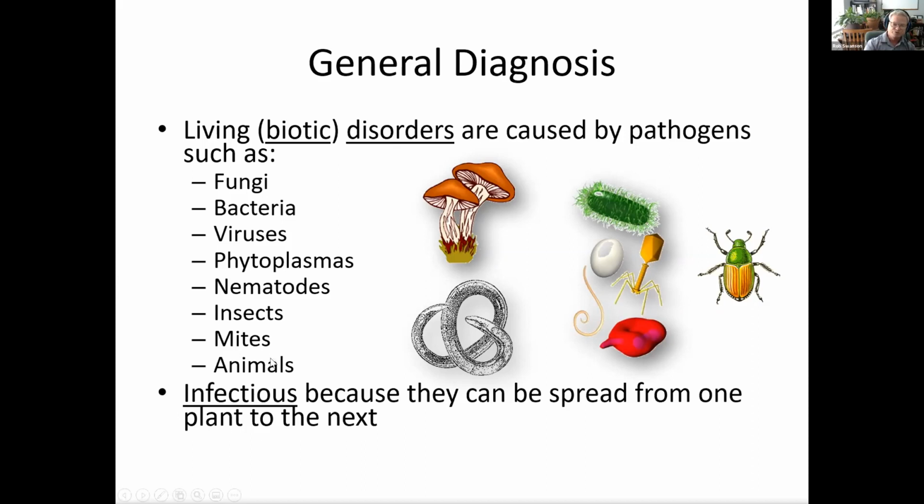Some things can throw you off. They can appear to be infectious, but in reality, they're not. Soil compaction is a good example. It can look like you have a bunch of trees with tip dieback in the canopy because the soils are compacted.